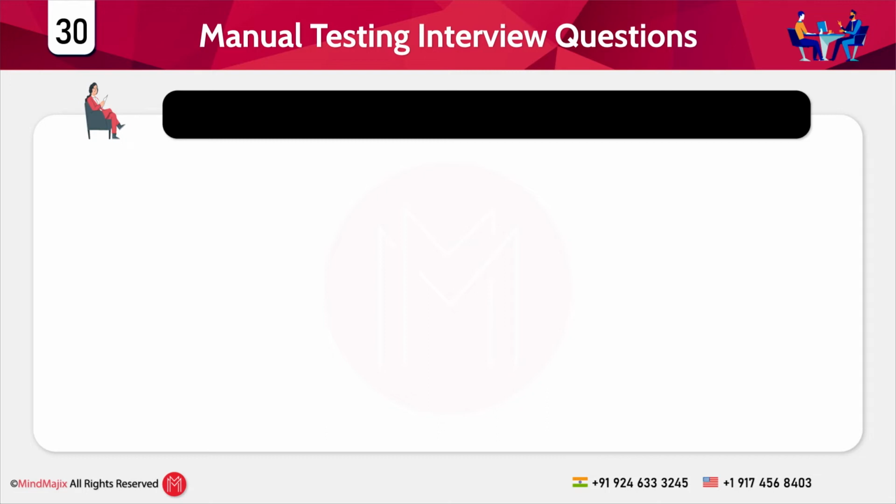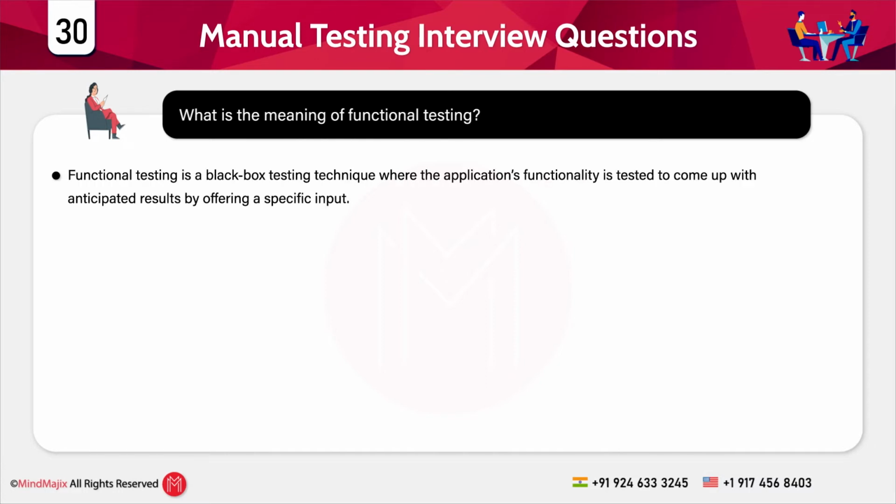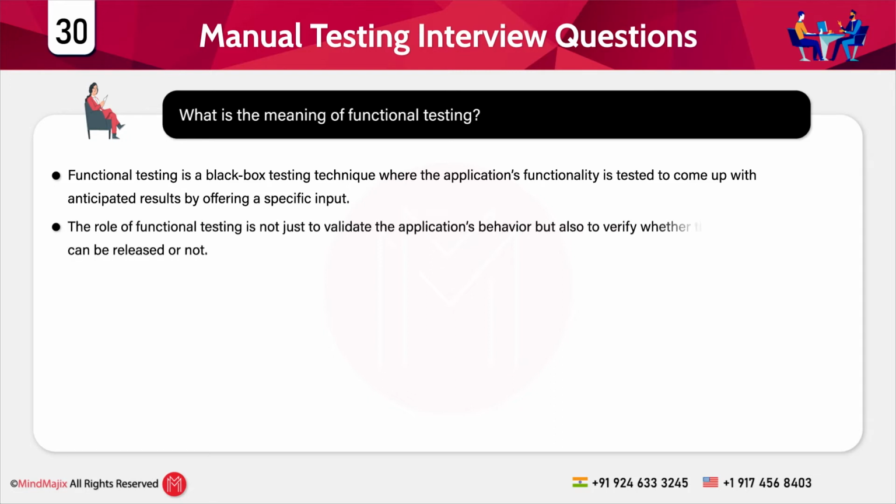Okay, so the next question is, what is the meaning of functional testing? So functional testing is a black box testing technique where the application's functionality is tested to come up with anticipated results by offering a specific input. The role of functional testing is not just to validate the application's behavior, but it is also used to verify whether the application can be released or not.